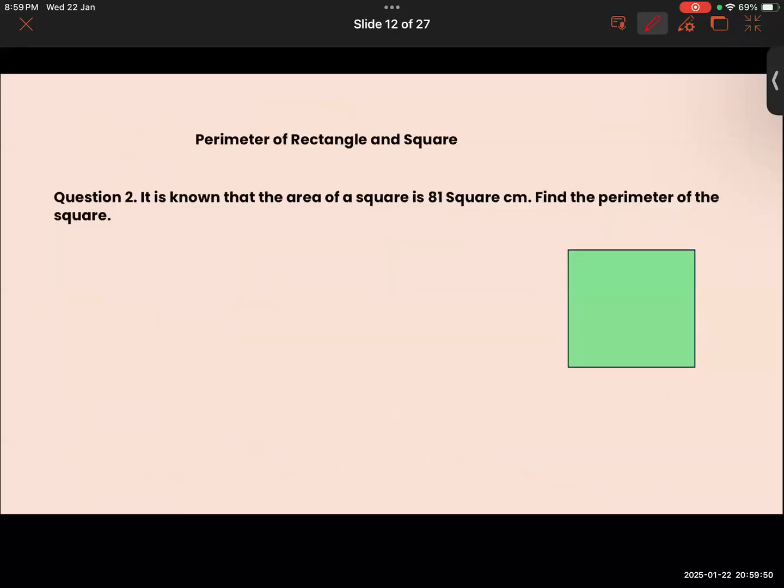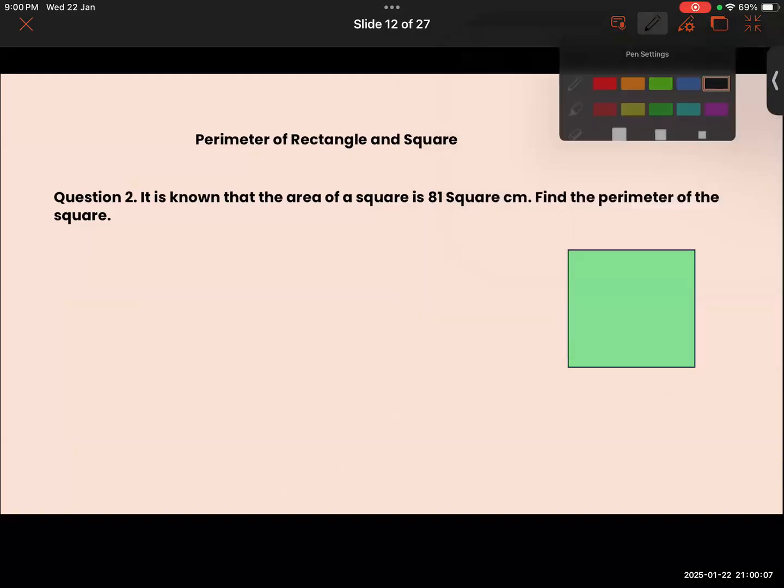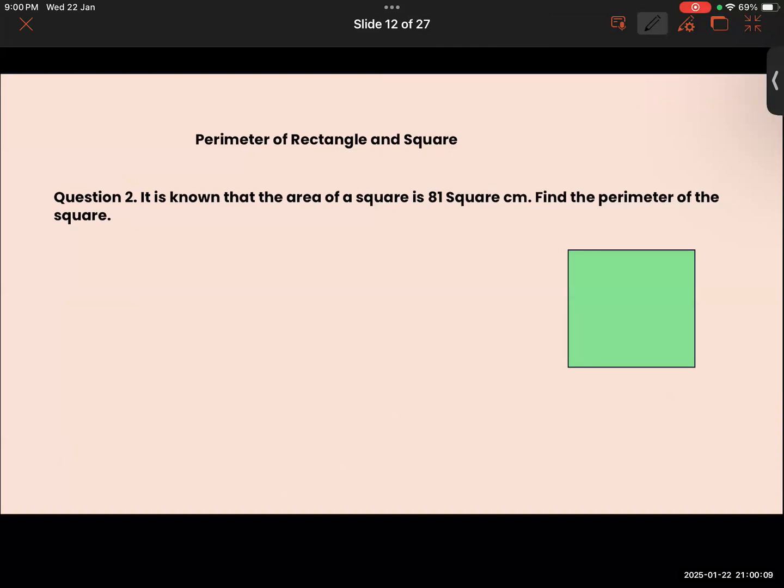Now, there's a question which says that it is known that the area of a square is 81 square centimeter. We need to find the perimeter of this. So area is given. We need to find the perimeter. That is quite an interesting question, right? Okay. Now let's do one thing.